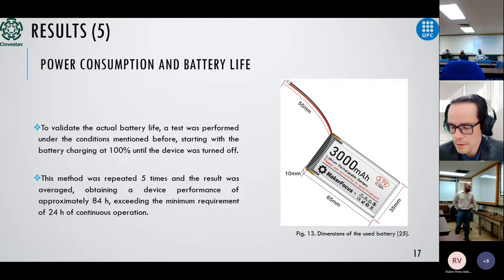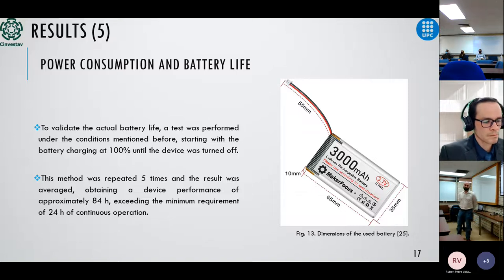Now, to validate the real life of the battery, we performed a new test, charging the battery to 100% until the device turned off. This method was repeated 5 times, and the result was hours of on time, a device performance of approximately 84 hours, exceeding the minimum of 24 hours of continuous operation. We have to mention that the real duration of the battery exceeds the theoretical life of the battery because not all elements function at the same time.